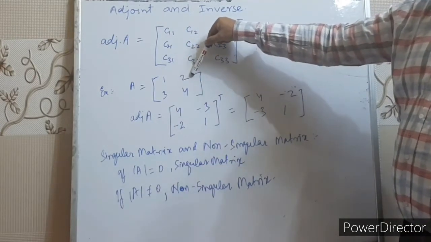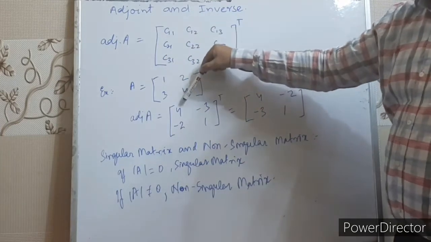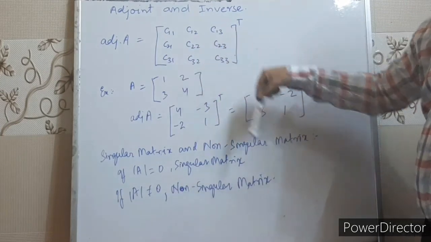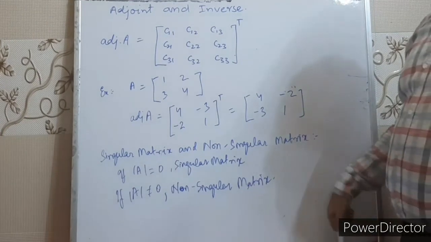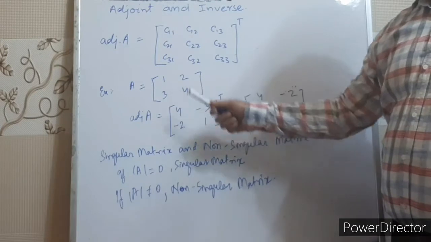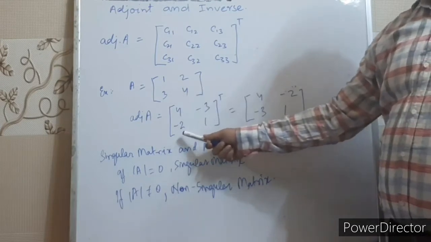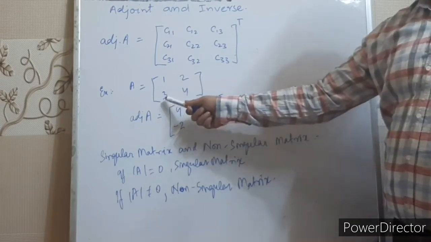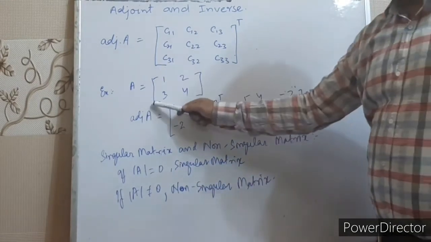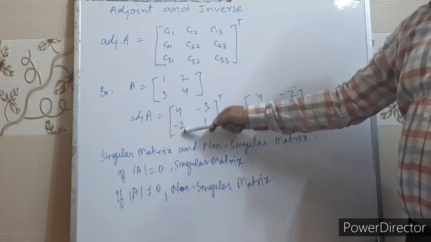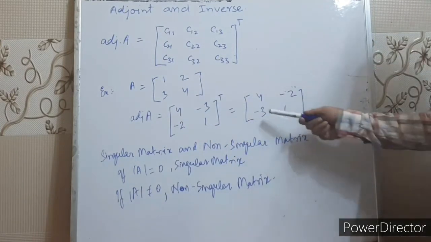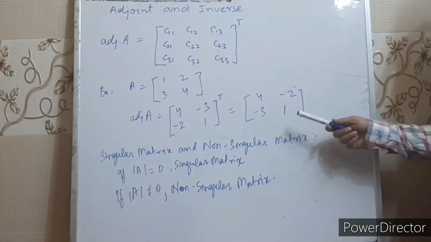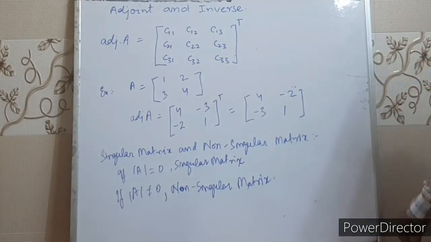For the first row, second column element, this row and this column will get cancelled. This will be minus 3 because this place has a minus sign. We have studied minus 1 to the power i plus j. Right, children? First row, second column, it will be minus 1 to the power 3. For the second row, first column, this row and this column will get cancelled. It will be minus 2. For the last position, it will be 1. So when we do the transpose, this matrix, 4, minus 2, minus 3, 1, will be the adjoint of the matrix. Right, children? Now we know how to calculate the adjoint.